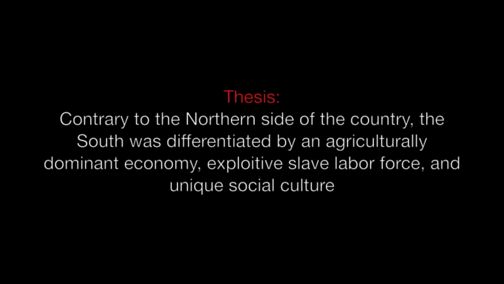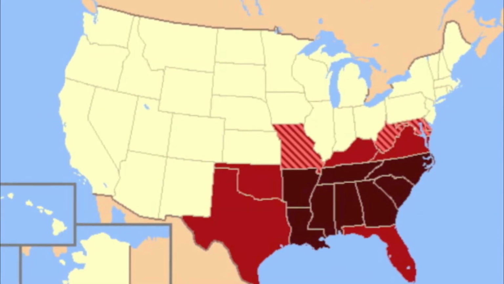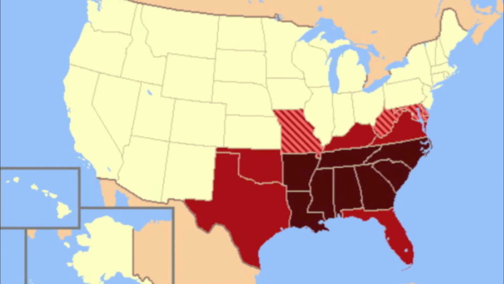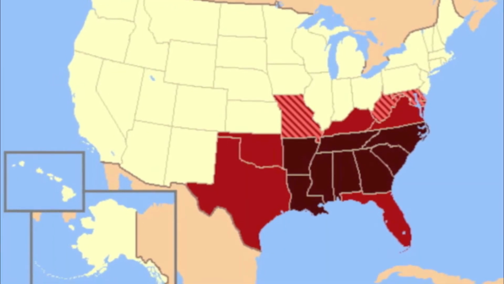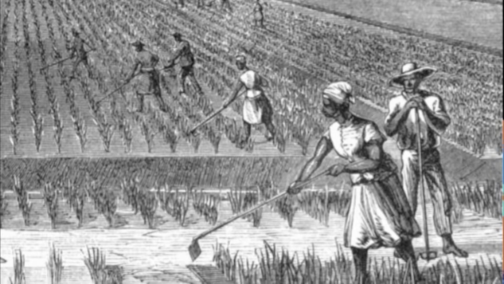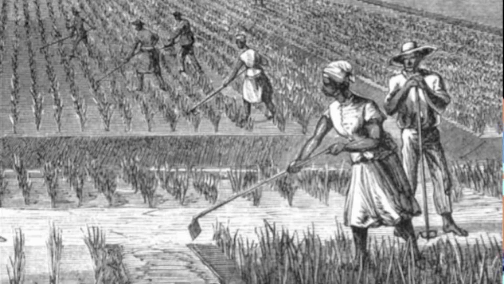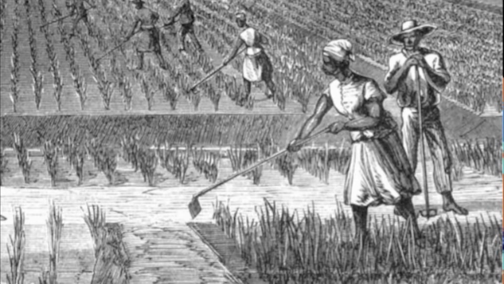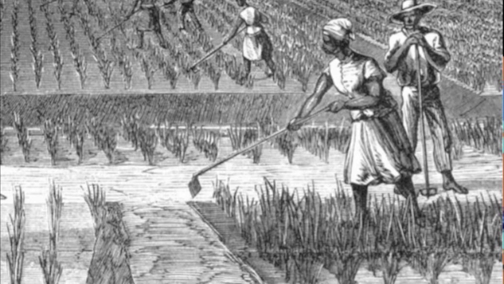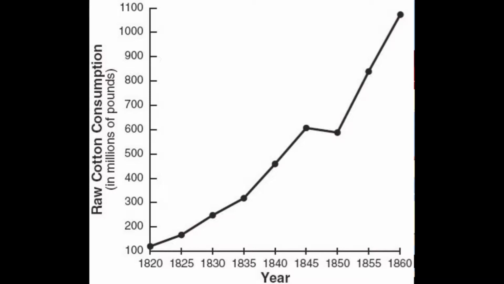Contrary to the northern side of the country, the South was differentiated by an agriculturally dominant economy, exploitive slave labor force, and unique social culture. The establishment of slavery throughout the southern side of the country was essentially what brought all major differences from the north. More appropriate for large-scale cash crop production, the majority of the southern landscape was owned by planters getting rich from the cotton boom, feeding the industrial progress in the north.